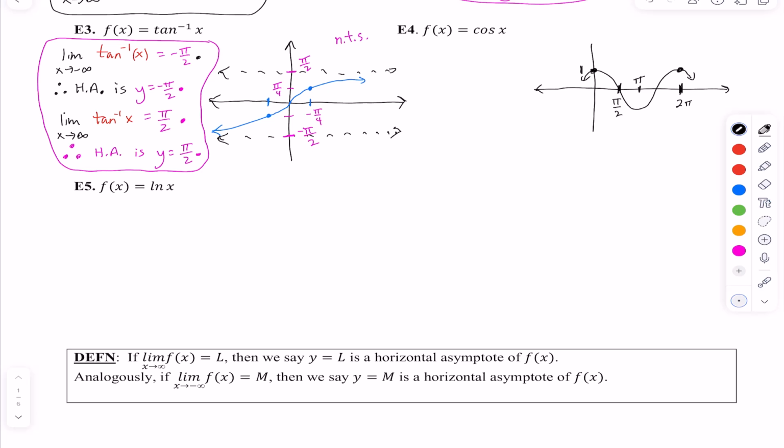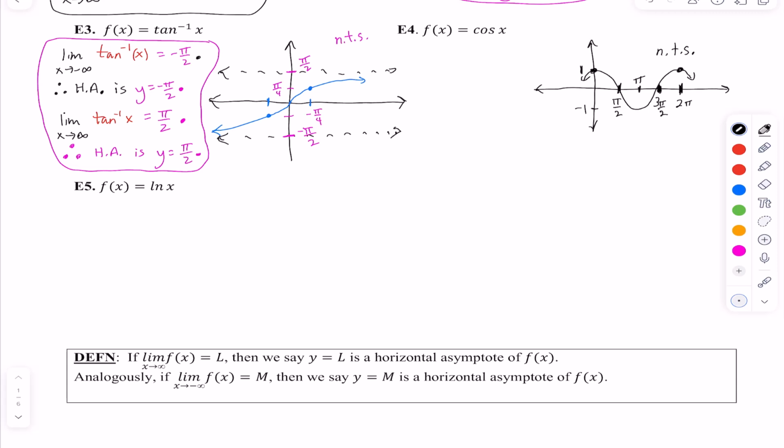So this is pi over 2, 2 pi over 2. This must be 3 pi over 2. I'm slightly off, but I'm pretty close to what I really intended, so I'm going to make this mark bigger, and that's 3 pi over 2. This is negative 1. I'm going to use NTS here for my trig functions. NTS stands for not to scale.